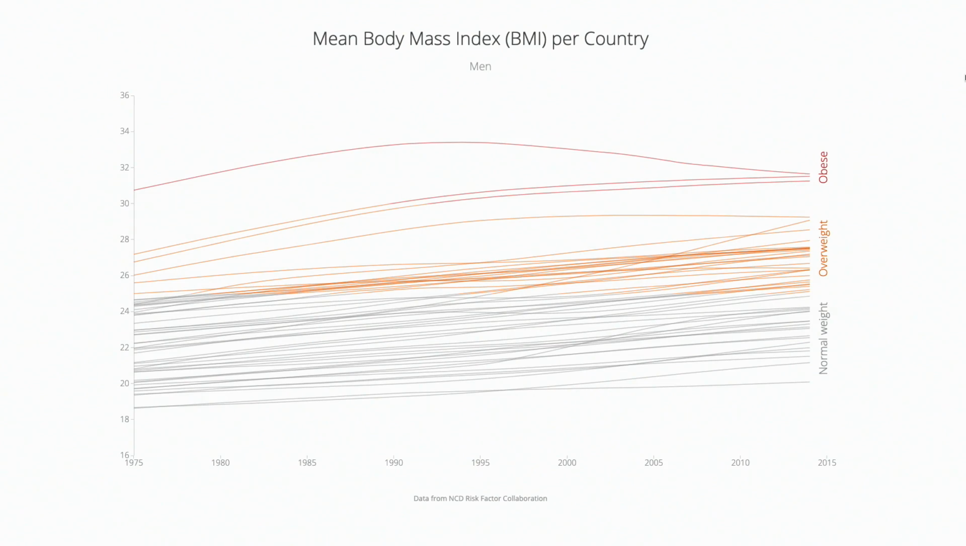So abrupt color gradients can also be really useful for showing categories. Here we have a chart that shows the changes in the mean body mass index for a whole bunch of countries over the last 40 plus years. And although not so abrupt in real life, according to health standards, you are overweight when your BMI is above 25 and obese when it is above 30.